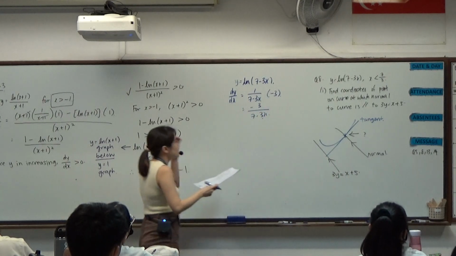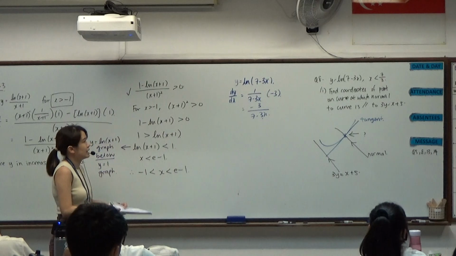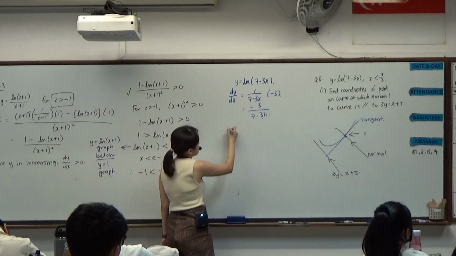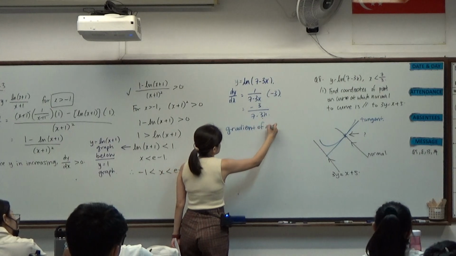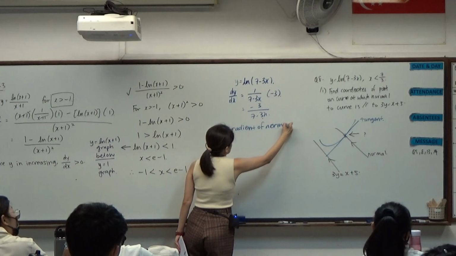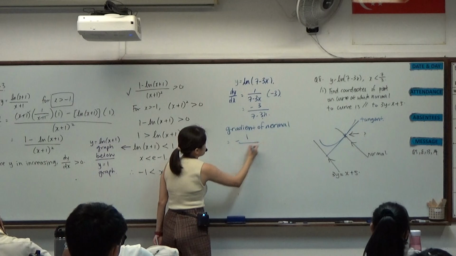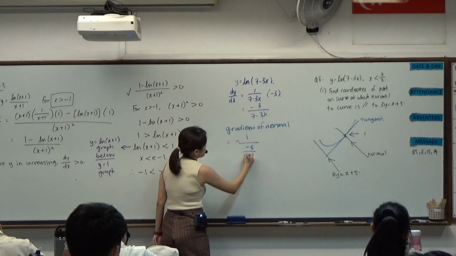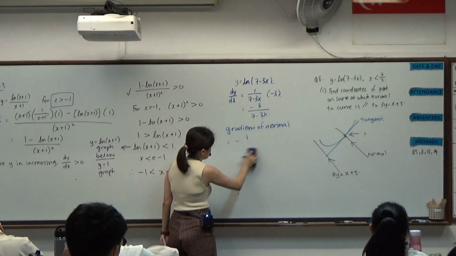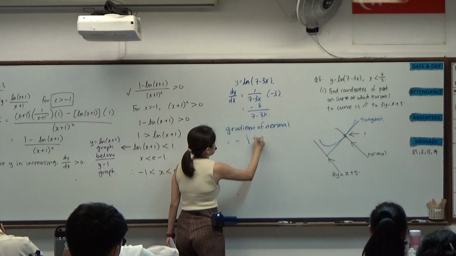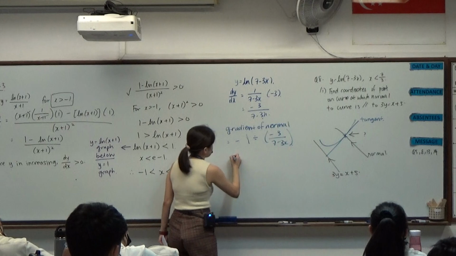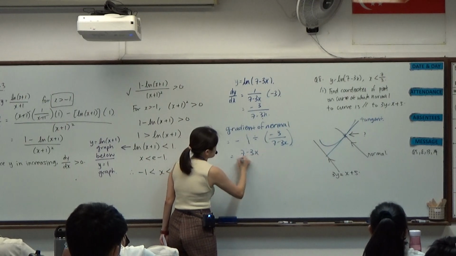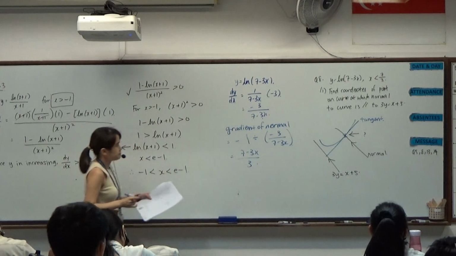For differentiation, we get negative 3 over 7 minus 3x. This will be the gradient of the tangent. So the gradient of the normal will be the negative reciprocal of negative 3 over 7 minus 3x. In other words, negative 1 divided by negative 3 over 7 minus 3x. And that will give us 7 minus 3x over 3 itself.